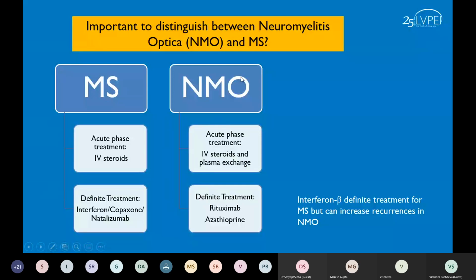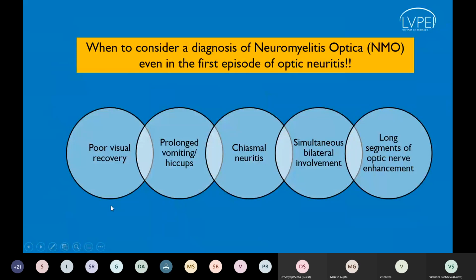Why is it important to distinguish between NMO and MS? Because the pathology is different. In NMO there is much more damage and it's not just demyelination. Even though the acute phase treatment might be similar with IV steroids, definite treatment is different in both diseases, and definite treatment given for MS such as interferon and natalizumab can actually worsen the course of NMO. Therefore, it is important for us to distinguish between them.